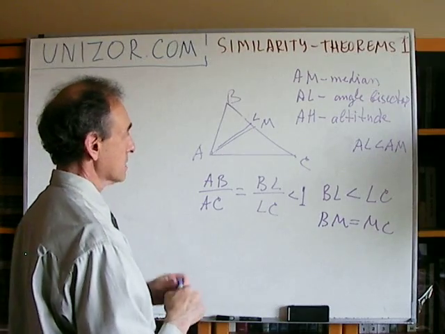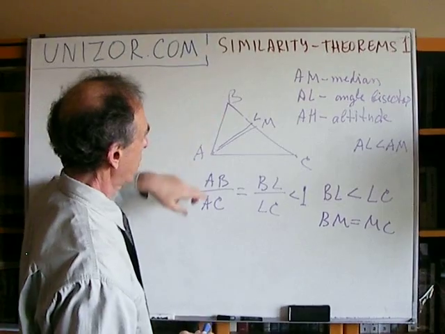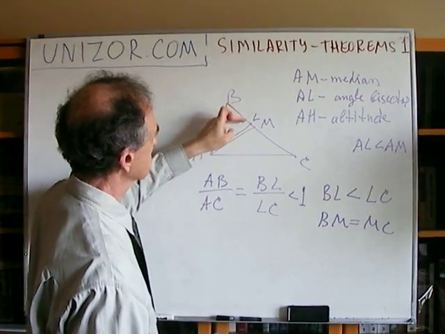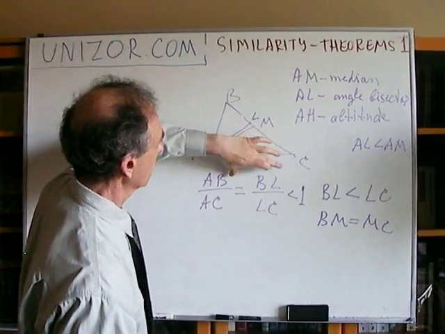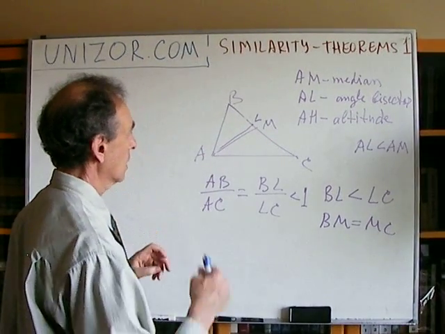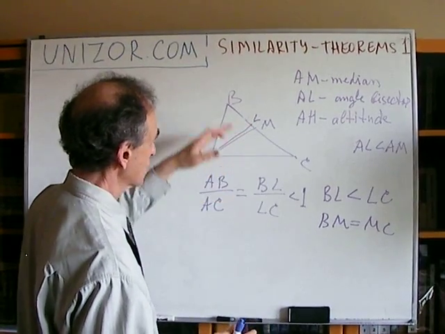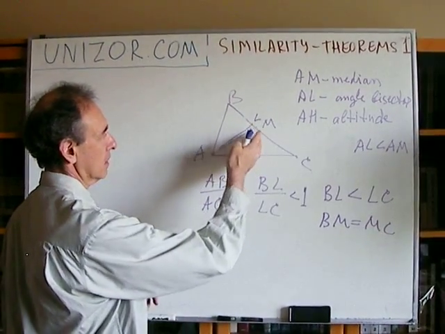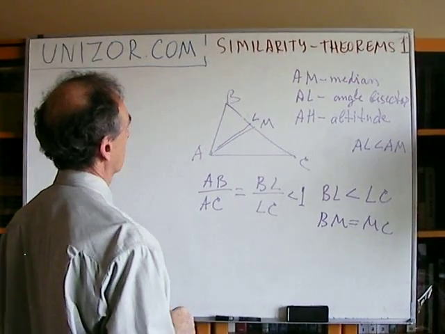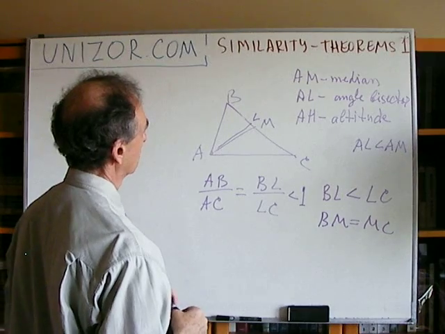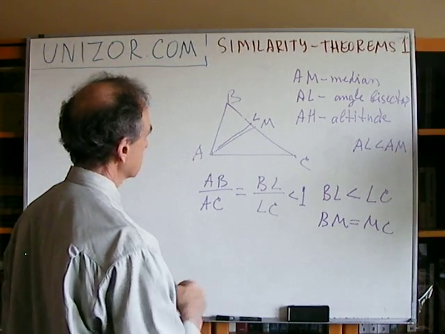So, as we see, the proportionality of these segments, BL and LC, to unequal AB and AC causes the fact that point L is shifted from the middle towards point B. Now, what does it actually mean?